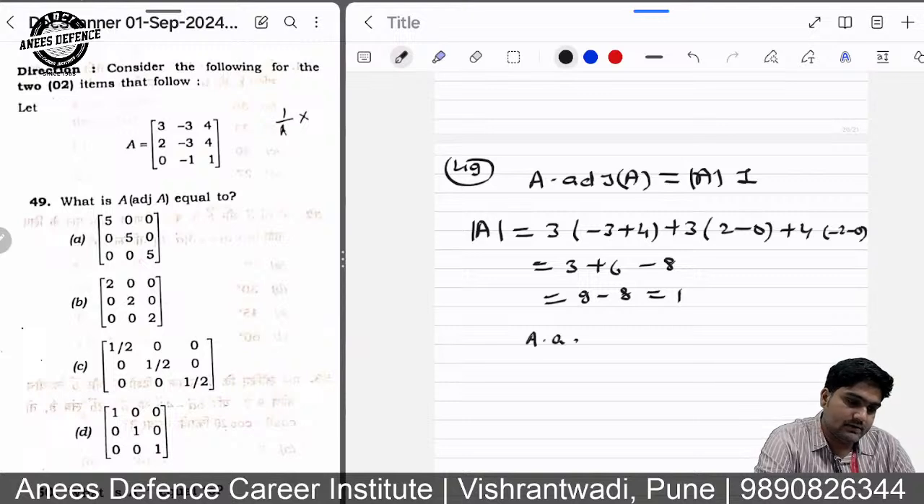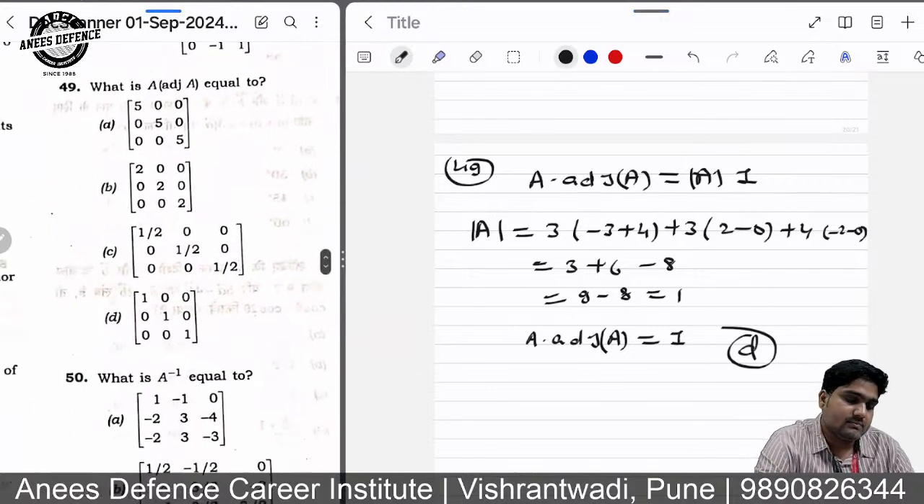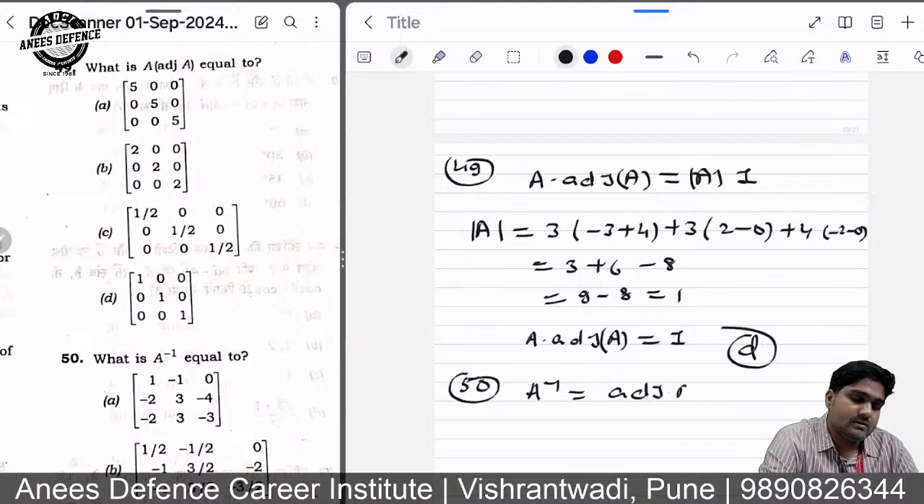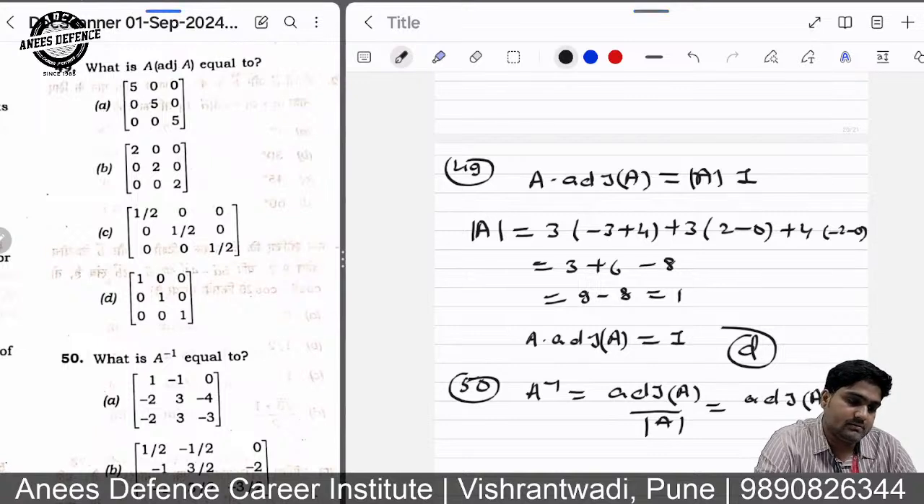A into adjoint A equals the identity matrix. So option D is correct for question number 49. And the last part is 50, inverse. So we need to calculate the inverse. So A inverse is adjoint A upon determinant of A. Here determinant of A is 1. So we have to calculate only the adjoint of A for this inverse.